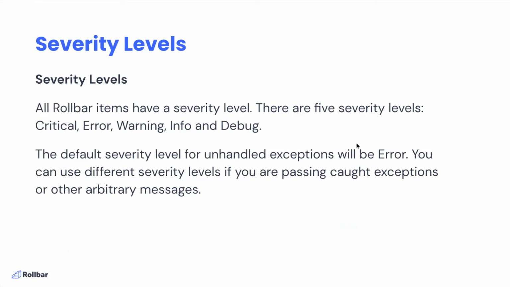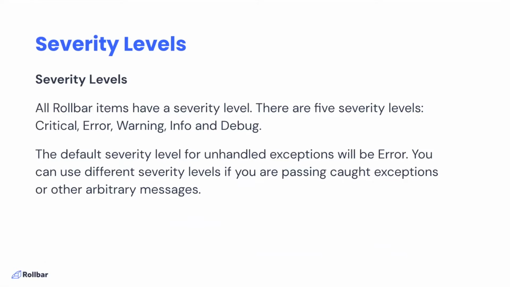All right, so next up we have severity levels. Just a couple of slides on these. We're not going to step through all five. The severity levels are more used for prioritizing your items. So there are 5 and they are considered ordinal. So critical is considered the top and then debug is considered the lowest.